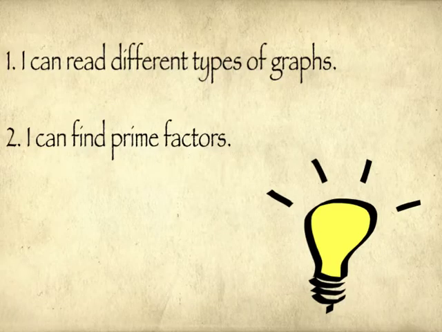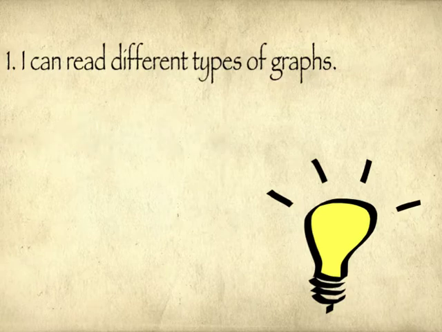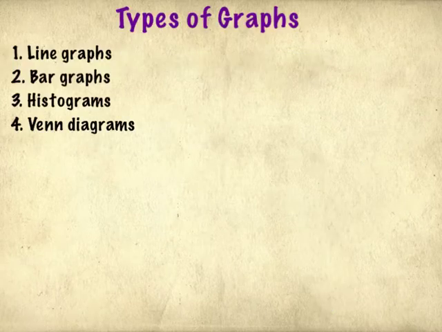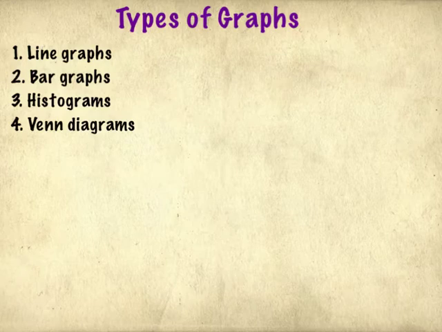Today we're going to review different types of graphs and prime factoring. So we'll start with a reminder about different types of graphs. There are lots of types of graphs, but the most common ones you're going to see are line graphs, bar graphs, histograms, and Venn diagrams.